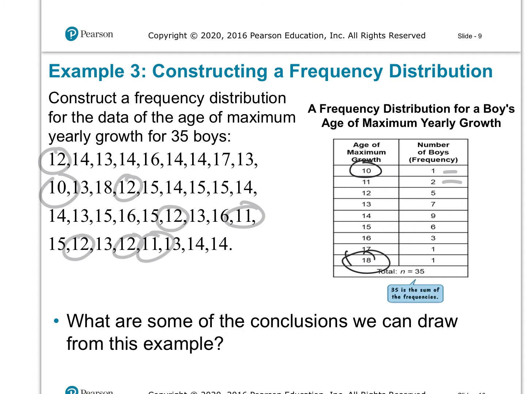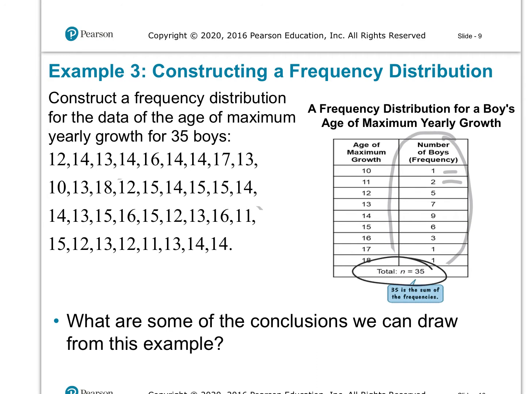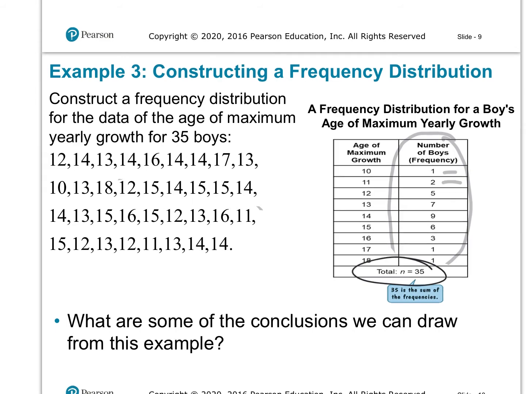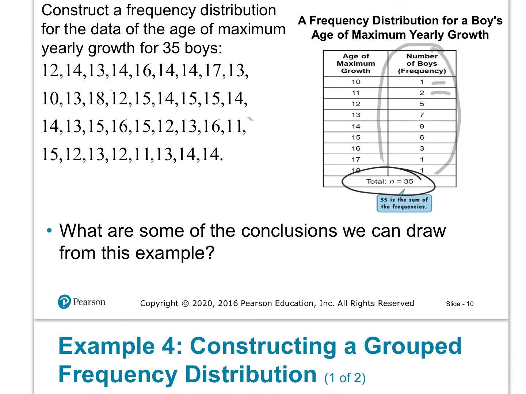And then you would add up this column, and that's your total. So right there's the total. So n is equal to 35. If that number doesn't match your original population amount, go back and see if you missed a number anywhere.